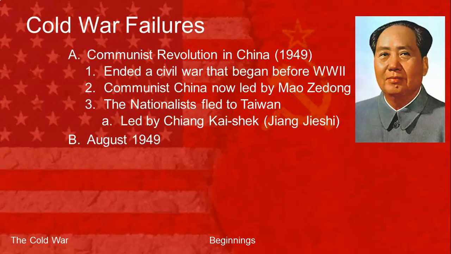In August of 1949, another big failure for us in the Cold War was the Soviet Union tested their own atomic bomb. For 4 years, we had had supremacy in atomic weapons, and we were able to always hold that over the Soviet Union's head as, well, look what we can do to you. Well, now all of a sudden the Soviet Union says, whatever you can do to us, we can do to you also.